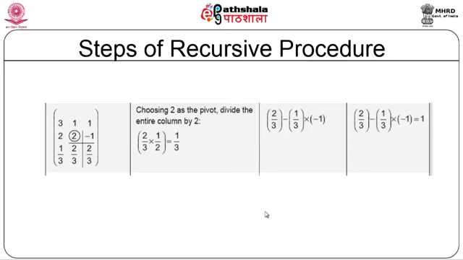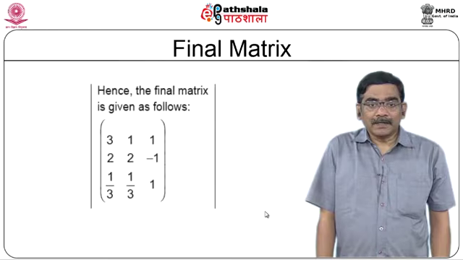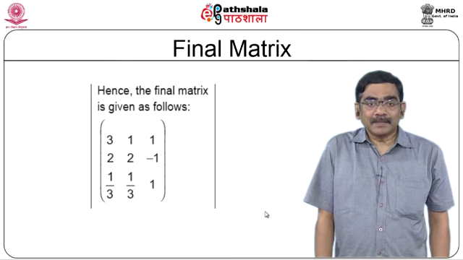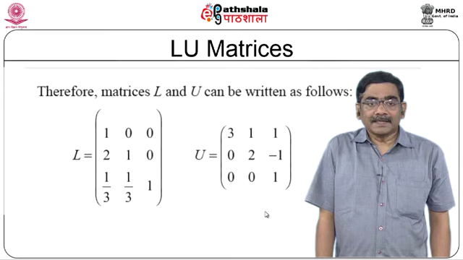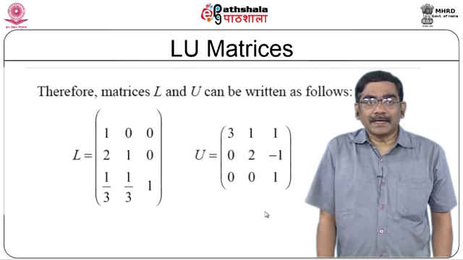Now the updating procedure is 2 by 3 minus 1 by 3 multiplied by the only element in the second quadrant, which is minus 1. After performing all these operations, we get 1. Now you can see that the final matrix is given like this. Once we have this matrix, we can generate L and U like this.